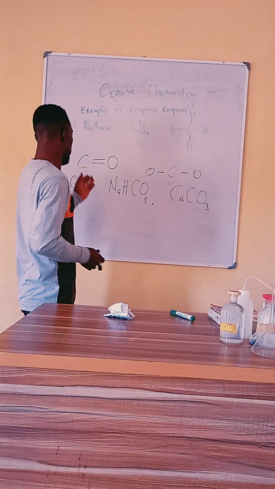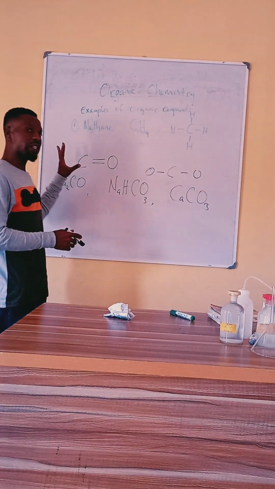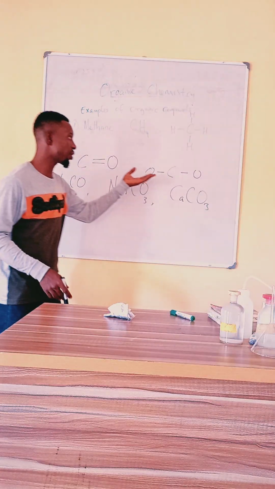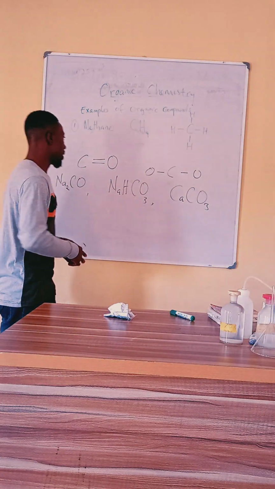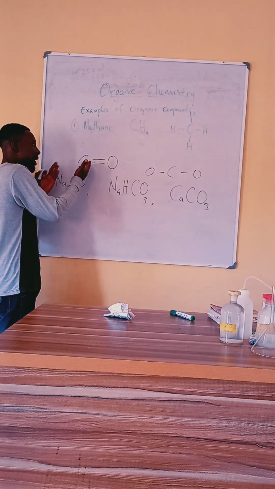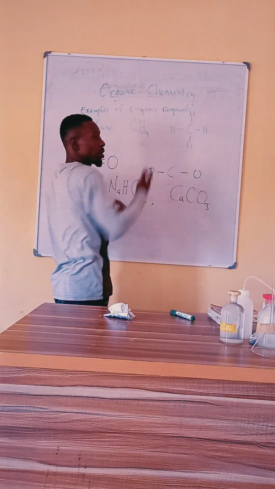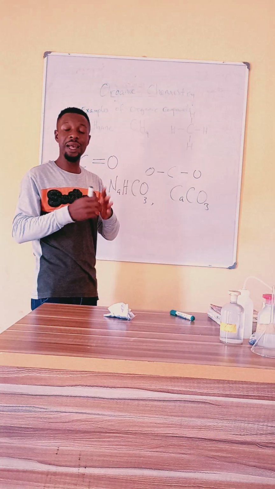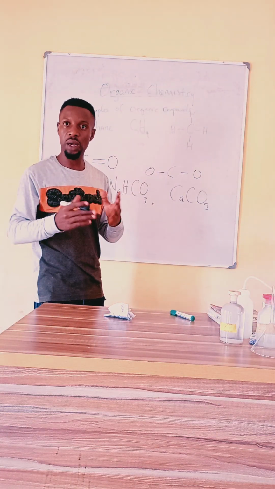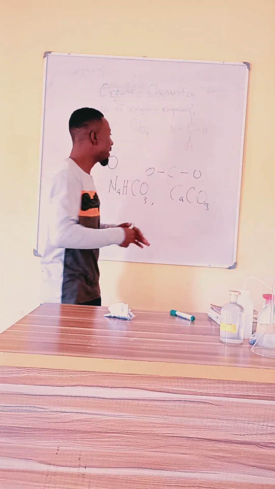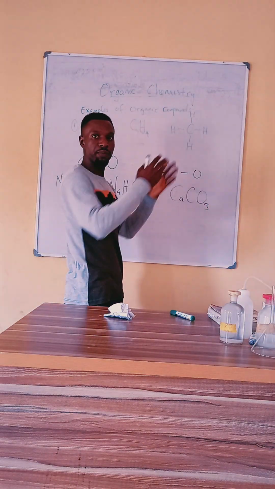Now, however, if you look at the oxides of carbon, such as this, your carbon monoxide, and this, your carbon dioxide. In your carbon monoxide, you will discover that it lacks the carbon-hydrogen bonds, and as such, it is not classified as an organic compound. If you look at carbon dioxide, it's the same thing. It lacks the carbon-hydrogen bond.